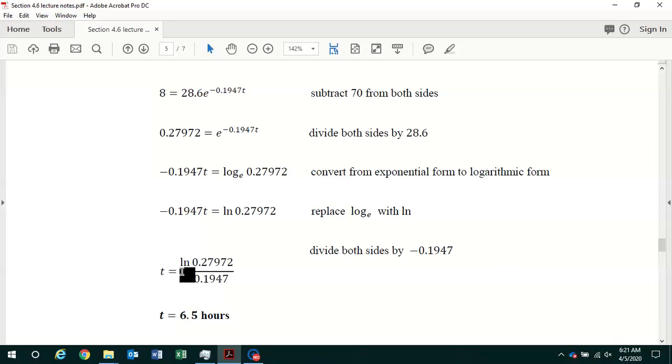And so when you're using your calculator, when you take the natural log of 0.27972 and divide by minus 0.1947, you get little t is equal to 6.5 hours rounded to the first decimal place. So our estimate for how long the deceased has been dead is 6.5 hours.